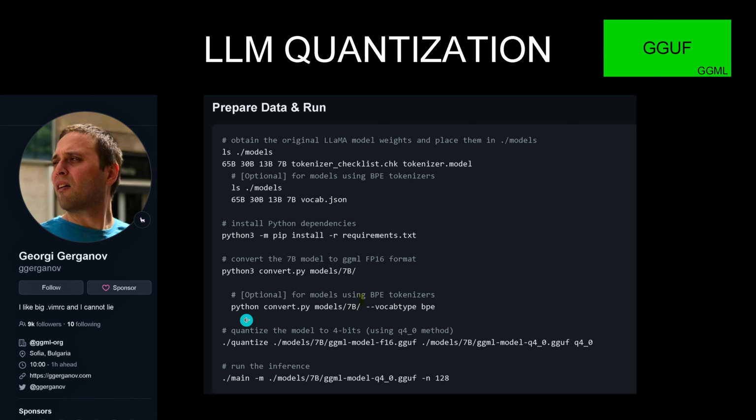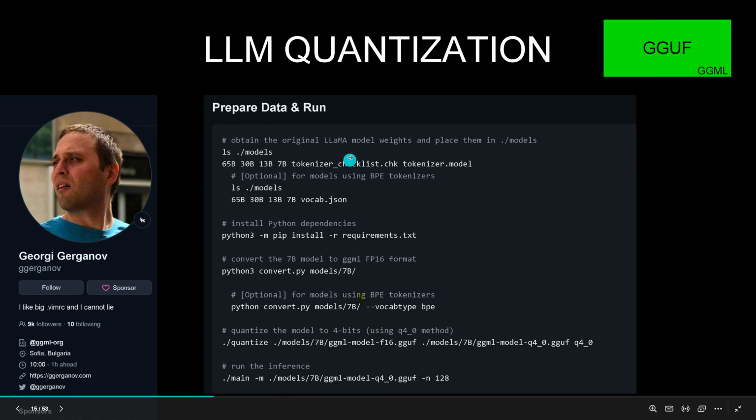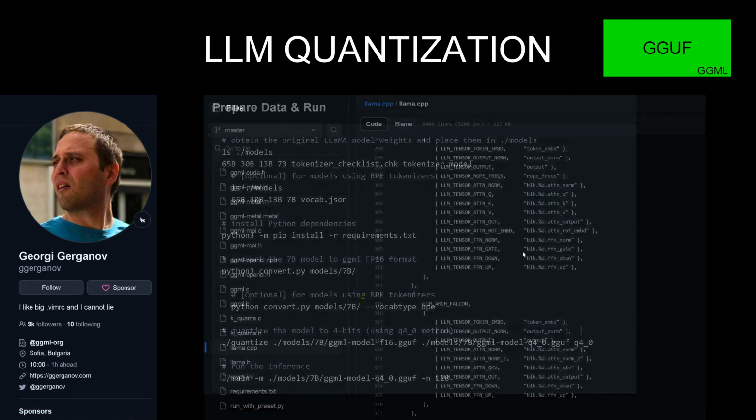Done. Then you quantize the model to 4 bits using a very specific quantization method. I will show you in a minute. So you say quantize model 7B, GGML model floating 16, to a quantized 4-bit model. Done. Run the inference. This is the complete code if you git clone the repo.